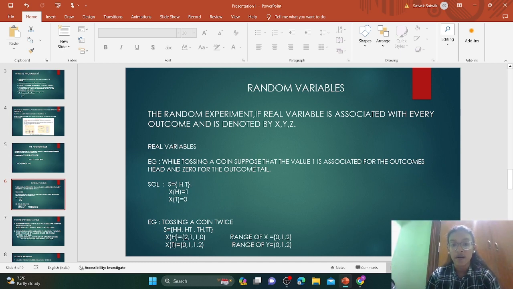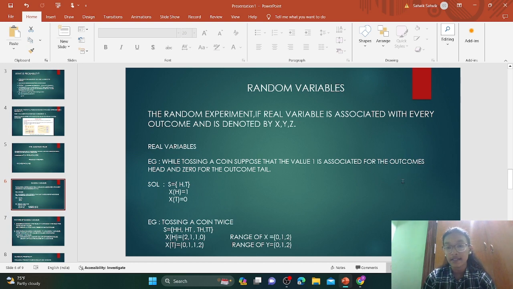While tossing a coin, suppose that the value 1 is associated with the outcome head and 0 with the outcome tail. There is a sample space for tossing a coin. As I told you in the last slide, the sample space of a coin will be head and tail, that is the two possible outcomes. So X of H is equal to 1 and X of T is equal to 0. That is, X of H will be 1 and X of T will be 0.